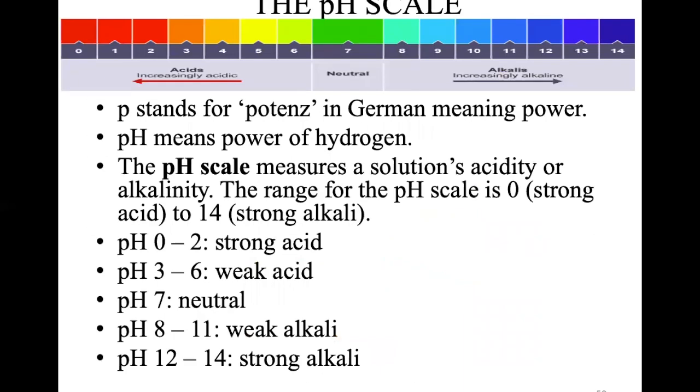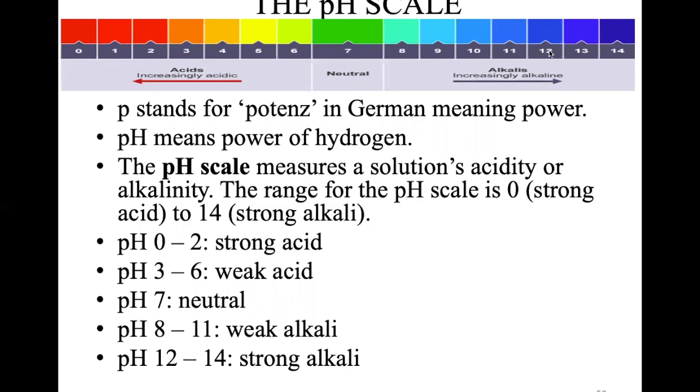Now we are going to come to the topic called the pH scale. pH, as I told you, is power of hydrogen. P stands for potenz, in German meaning power, and H is hydrogen, therefore it is called power of hydrogen. As I told you, 7 means neutral, it is green in color. If you are moving towards 1, the strength of acid is becoming more. And if you are moving towards 14, the strength of base is becoming more.